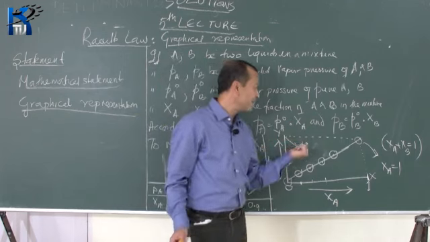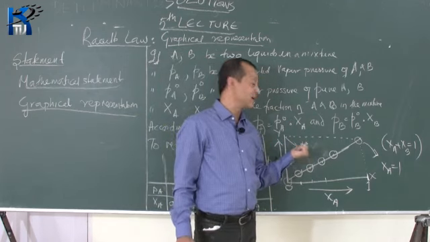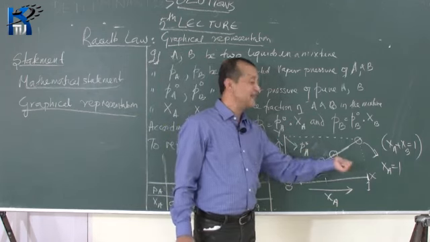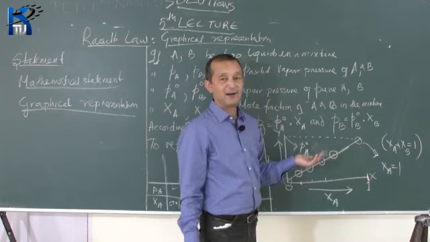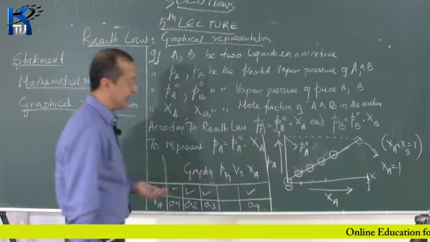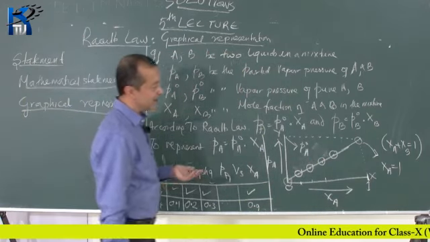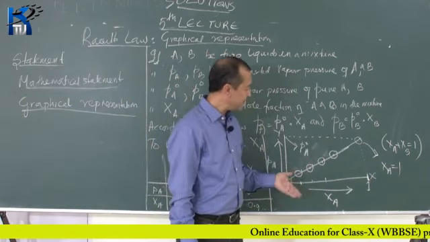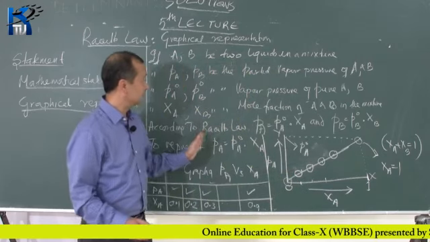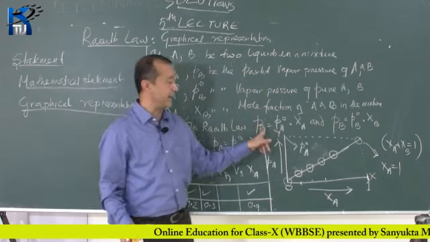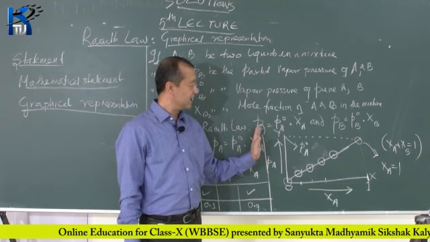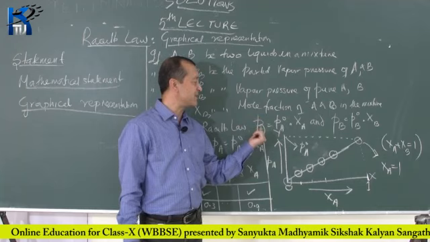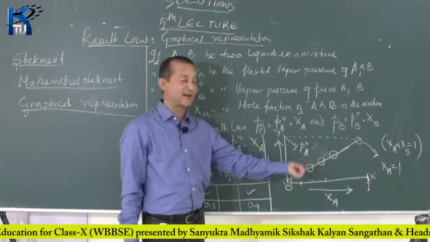What is PA naught? PA naught is the pressure exerted when A is pure. A is pure means when B was not there in the mixture. So this is the type of graph you get when, out of these two, A and B, you are plotting only A. That means you are plotting the partial pressure of A versus the mole fraction of A.